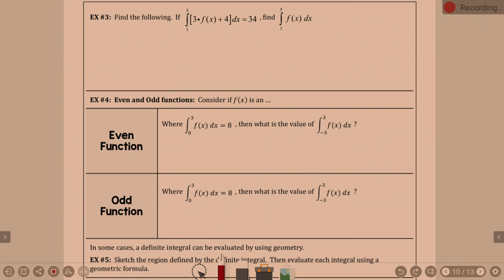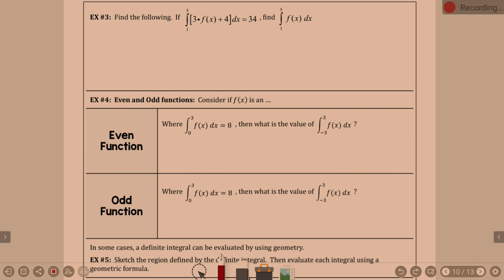Example 3. Find the following. If the integral from 1 to 5 of 3 times f of x plus 4 dx equals 34, find the integral from 1 to 5 of f of x dx. Think algebra here. Parentheses first. I'm going to suggest we take that left side and break it up into all the pieces we can. Since there's a plus sign, we can rewrite it as two integrals being added.